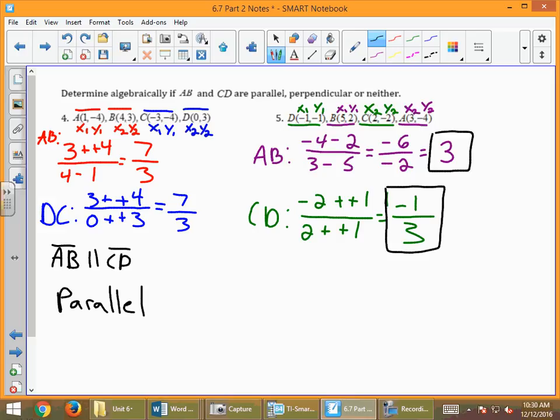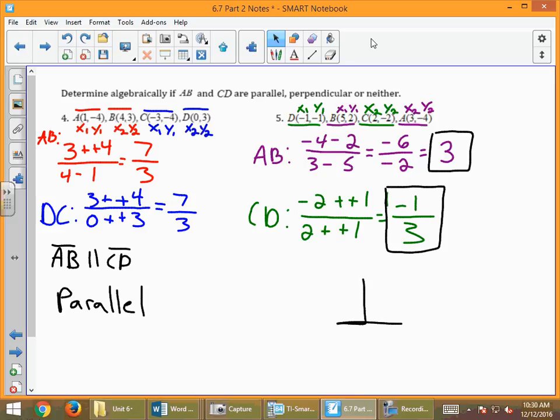What can we say about those two slopes? Are they exactly the same? No, they're not parallel. So what are they? Jacob? Perpendicular, he says, and I would agree. Why are they perpendicular? They're flipped, and what else? One more thing. Opposite signs. So we can now say that these are perpendicular.